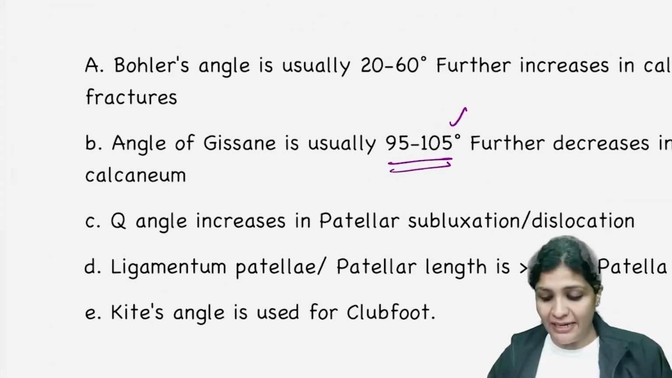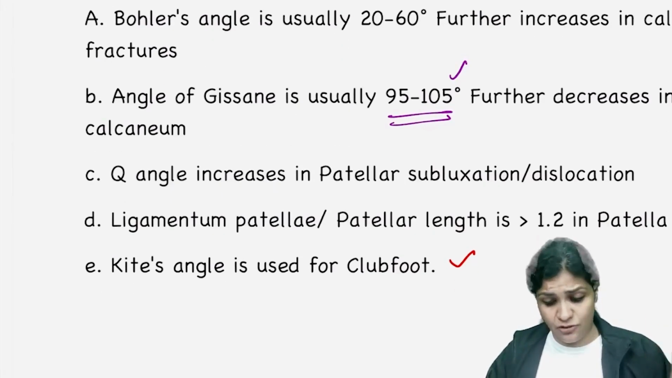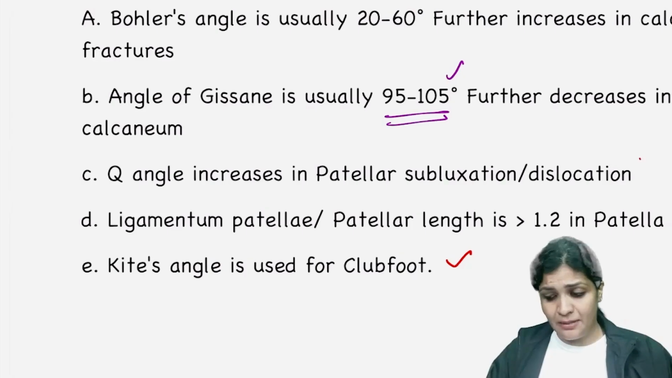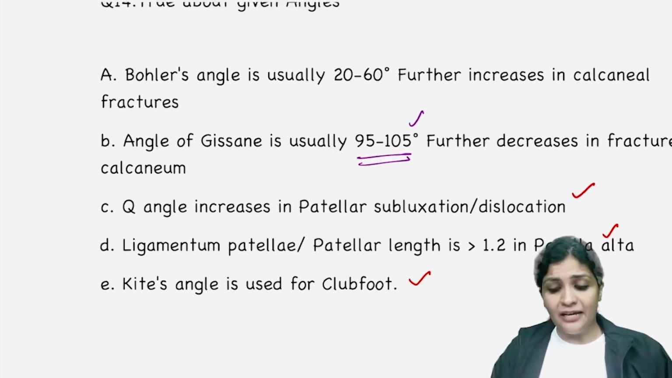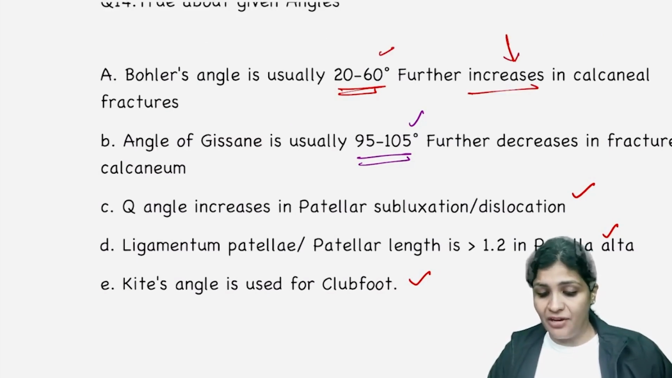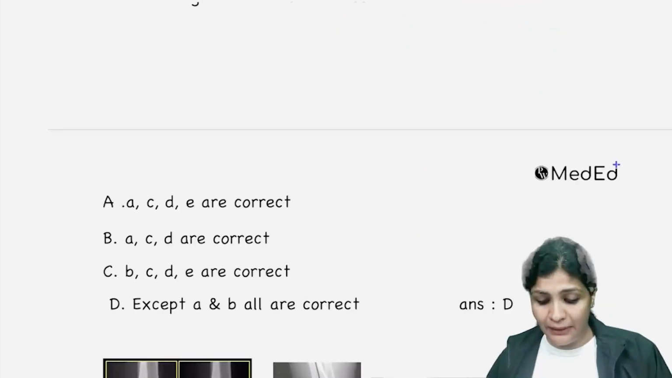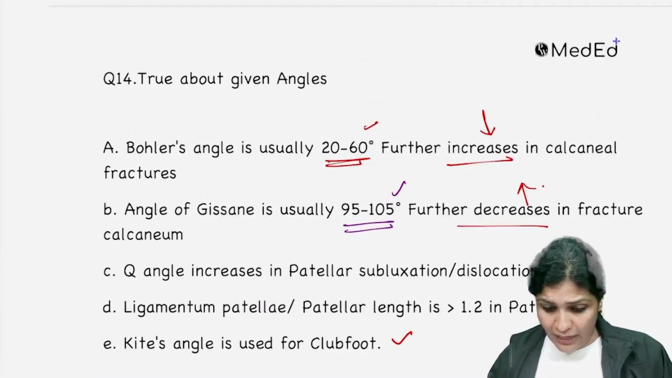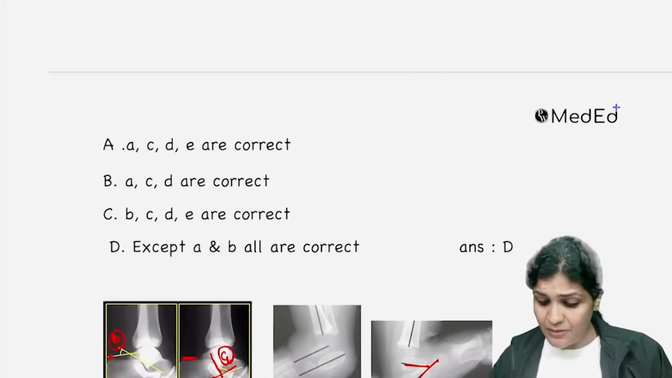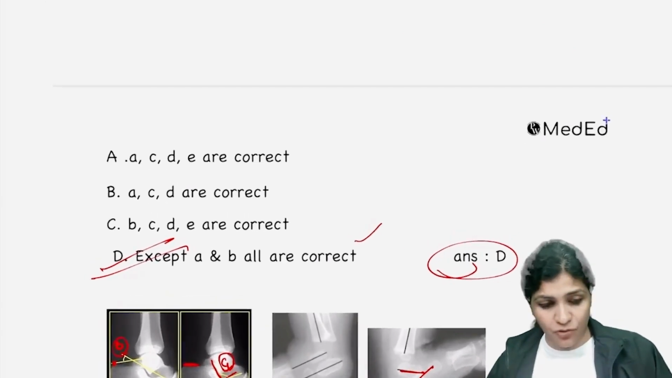Understood? So now Kite's angle is for clubfoot, which is right. Ligamentum patellae by patellar height, if it is more, it is patella alta. That is also right. Q angle increases in patellar subluxation, very right. Bohler's angle is usually 20 to 60 degrees, correct, but it decreases in calcaneal fractures, and this further increases. Only A and B are wrong here. The question was which is true about angles, so except A and B, all are correct. So the answer is D. Clear? Any confusion in the angles?